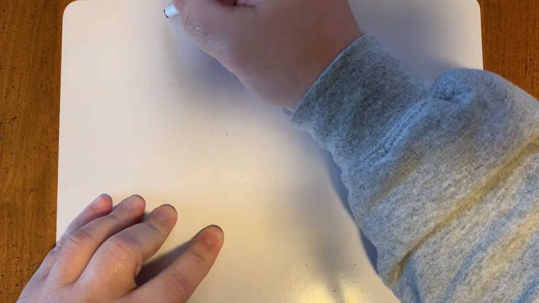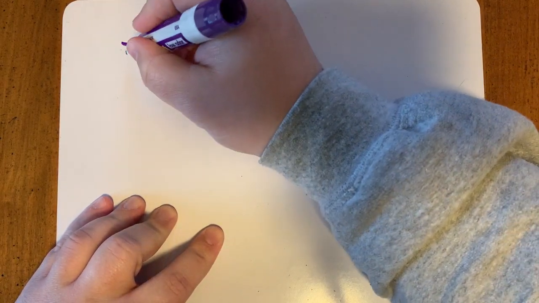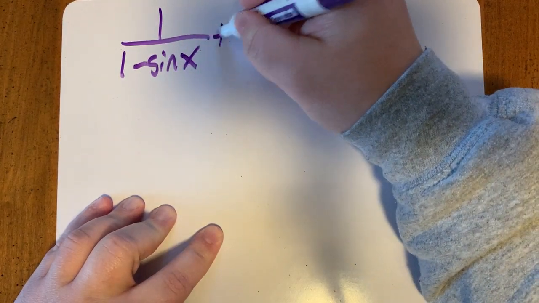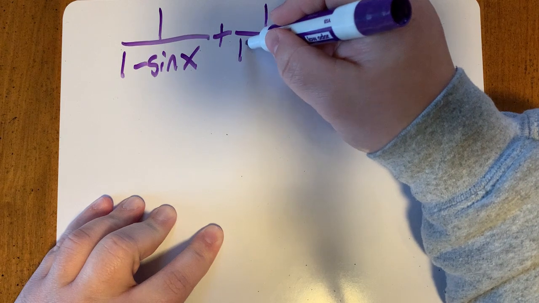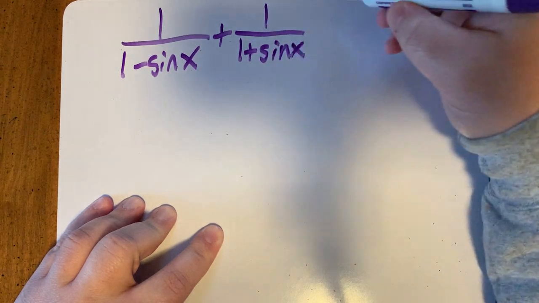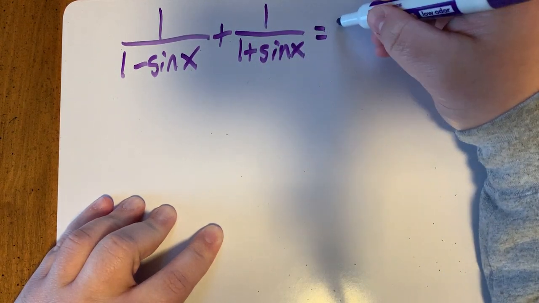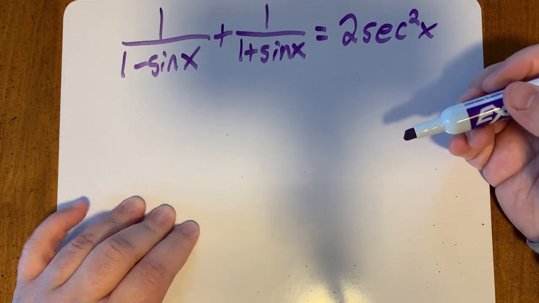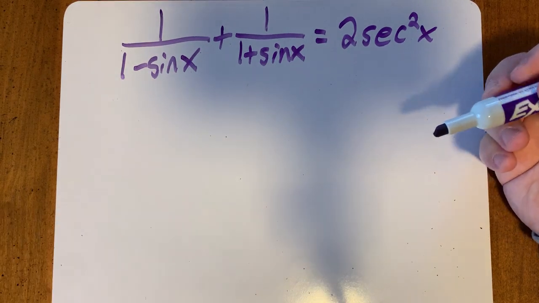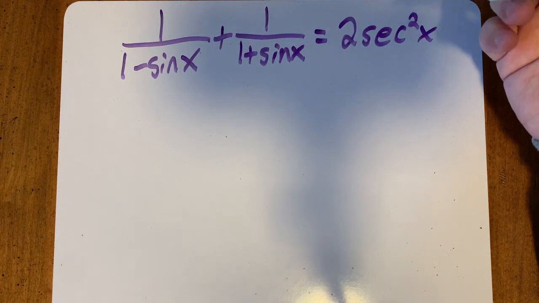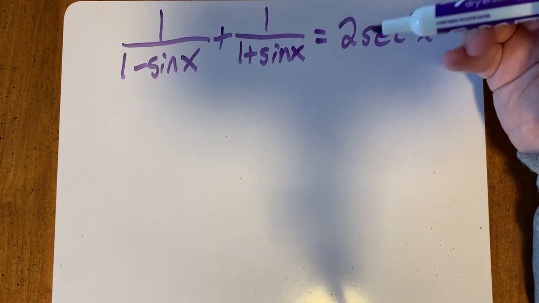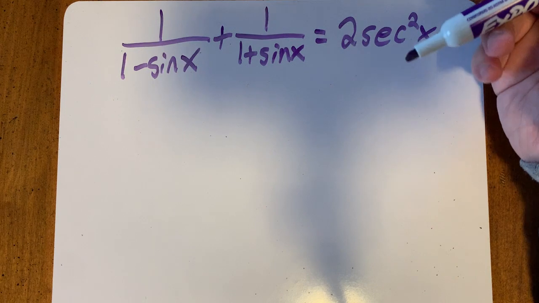And the last method. Let's say we had two fractions, 1 over 1 minus sine of x plus 1 over 1 plus sine of x. And they're trying to equal one term. Well, obviously the left side's more complicated than the right side, so we're going to want to work with the left side. But we don't want a sum, we want just one term.